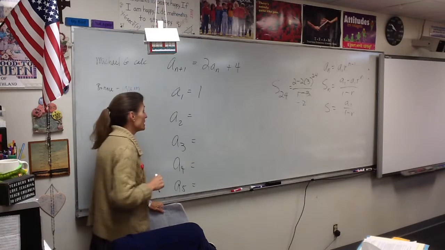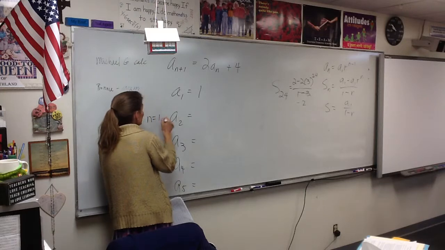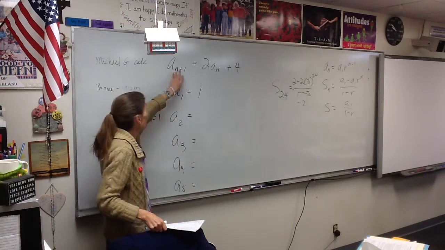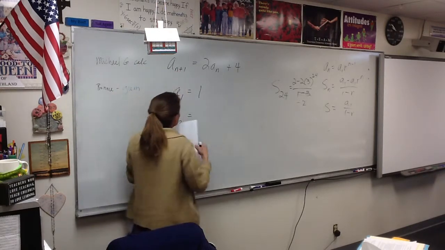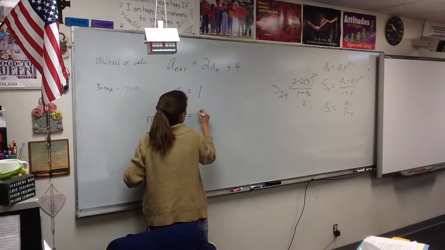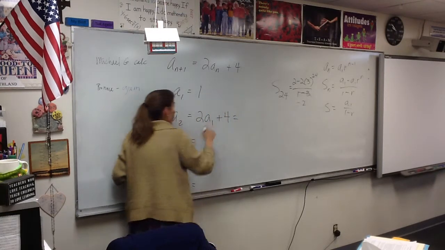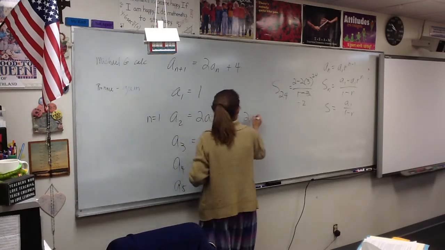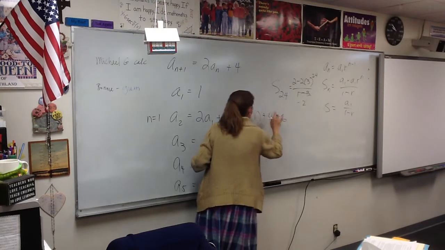That's given. Now I'm going to find my second term. So to find my second term, I'm going to let n be 1. Because if I let n be 1, what does this say? A sub 2 equals what? I'm letting n be 1. So what's this going to say? 2a sub 1 plus 4. But what do I know about A sub 1? It's 1, so I can plug that in, and it looks like A sub 2 is 6.